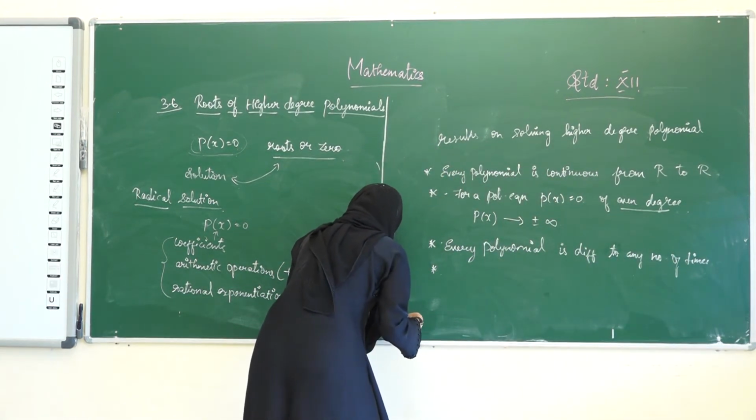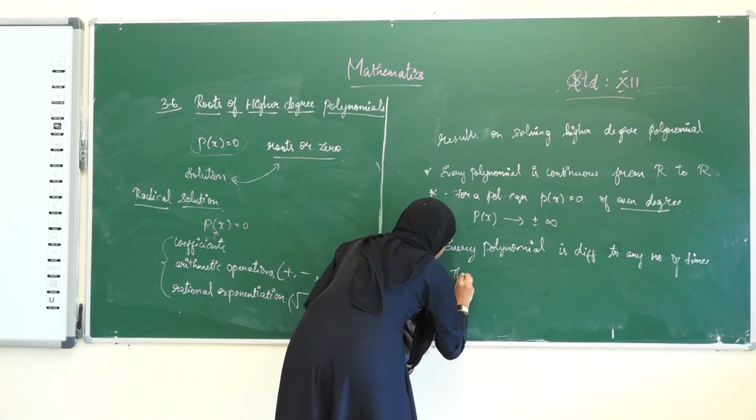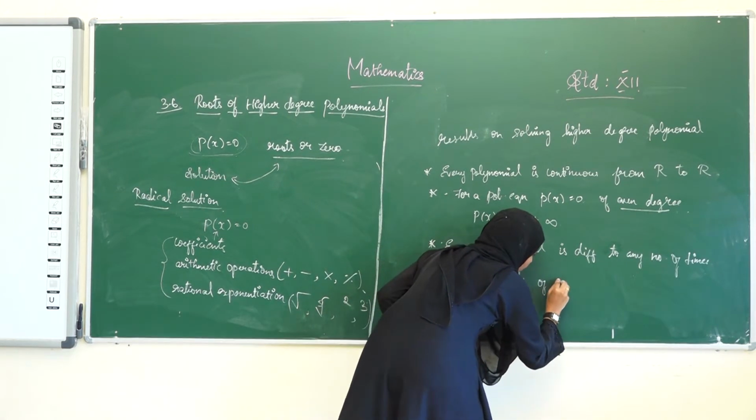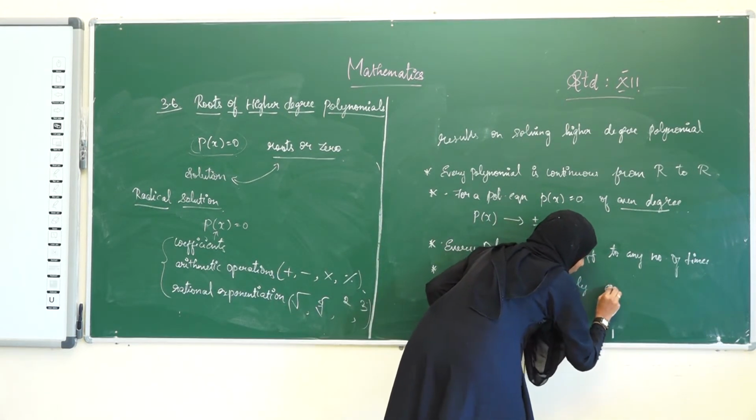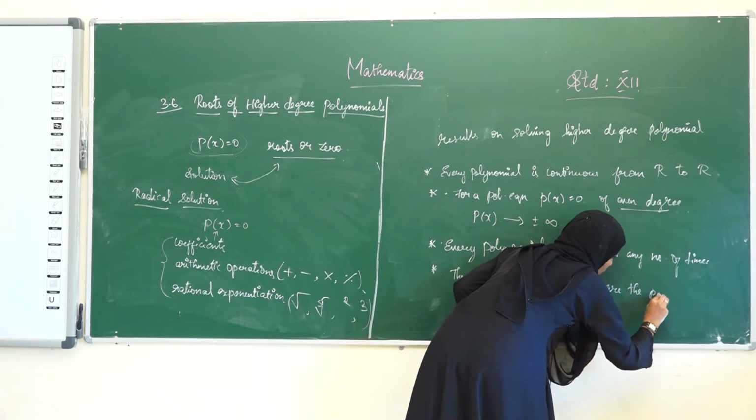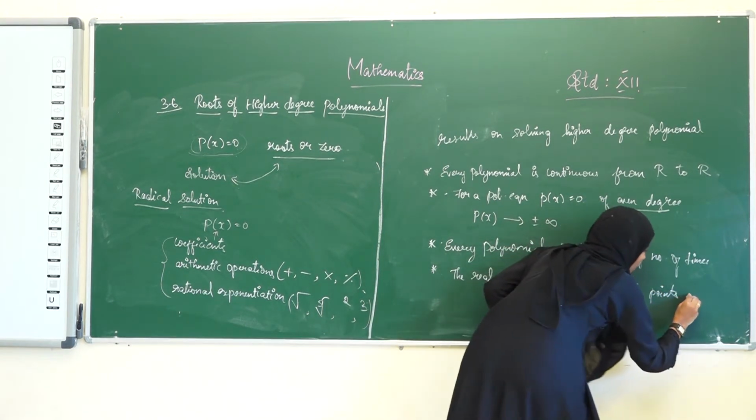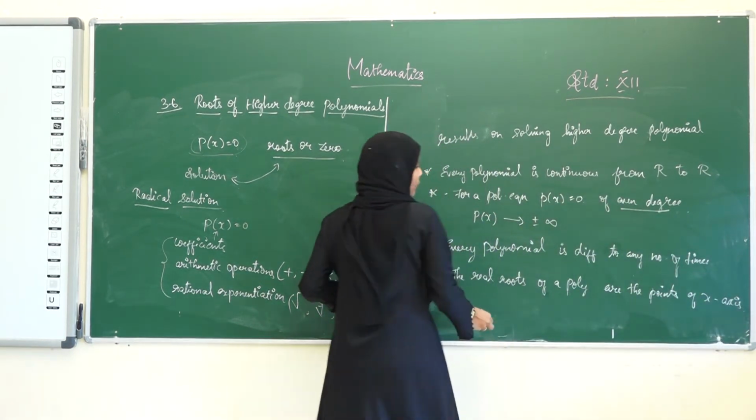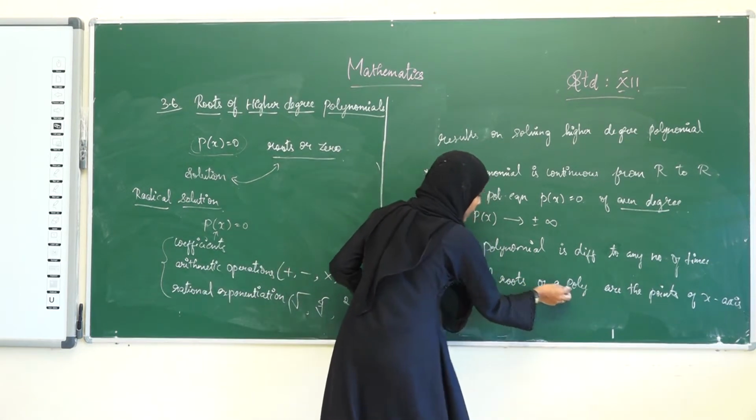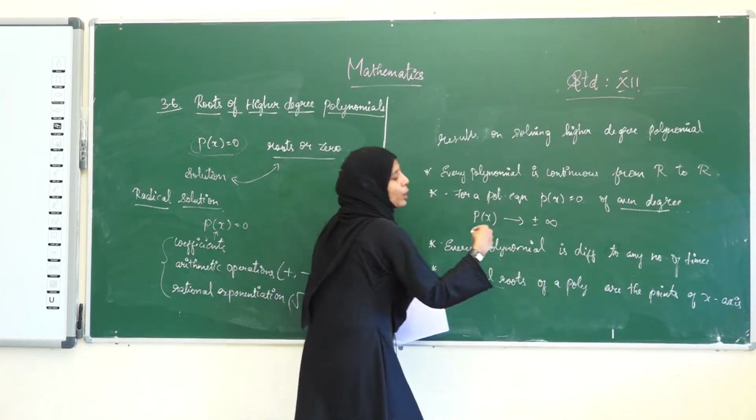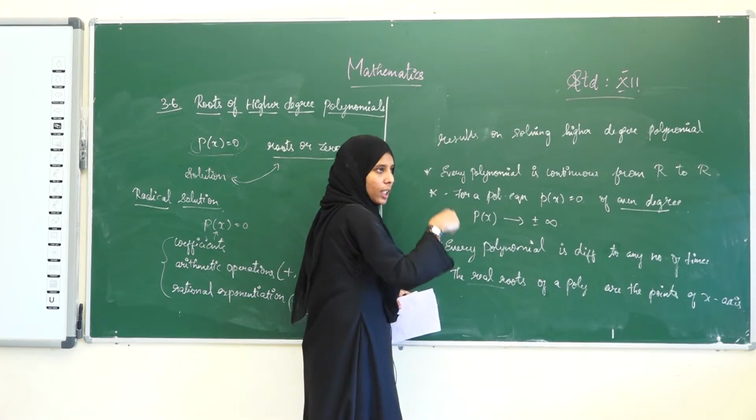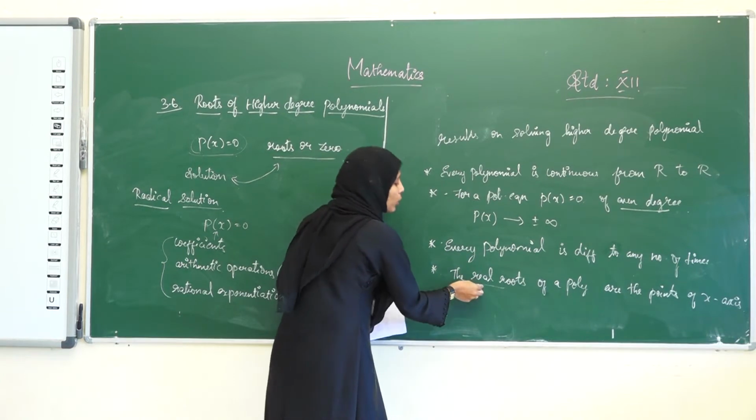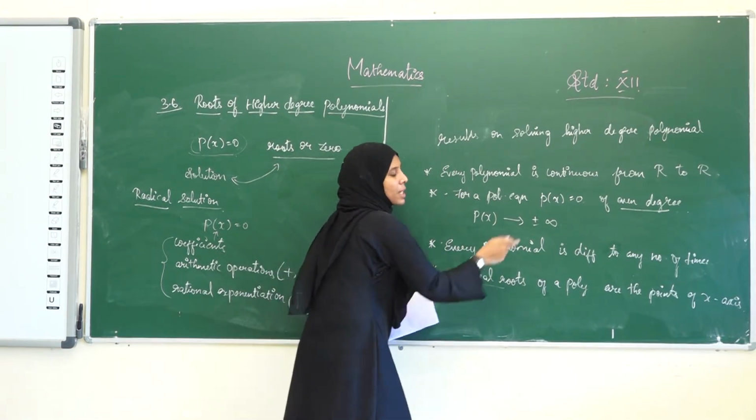Okay. So the next thing is the real roots of a polynomial are the points on the x-axis. If we have some real root for a polynomial equation, the real root will definitely be a point on the x-axis. That is, when we draw the polynomial's graph, the real root will be the point where the graph meets the x-axis.